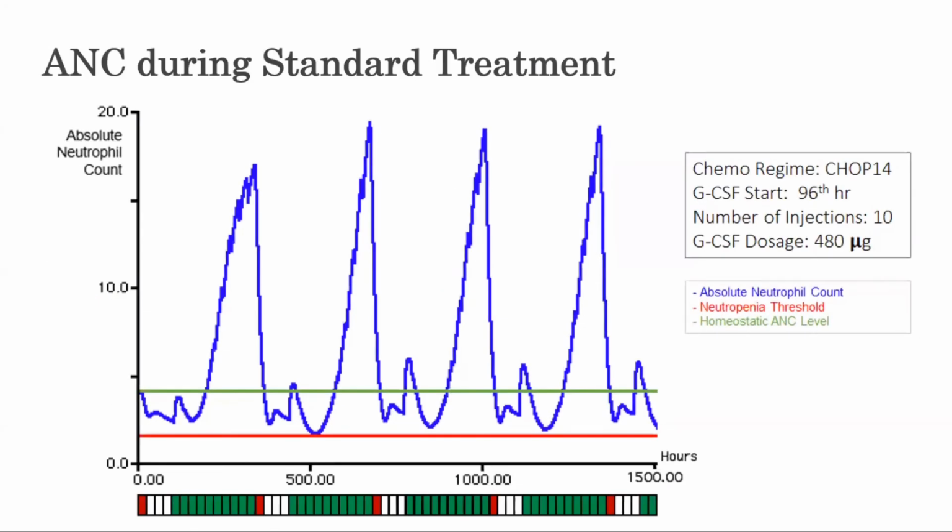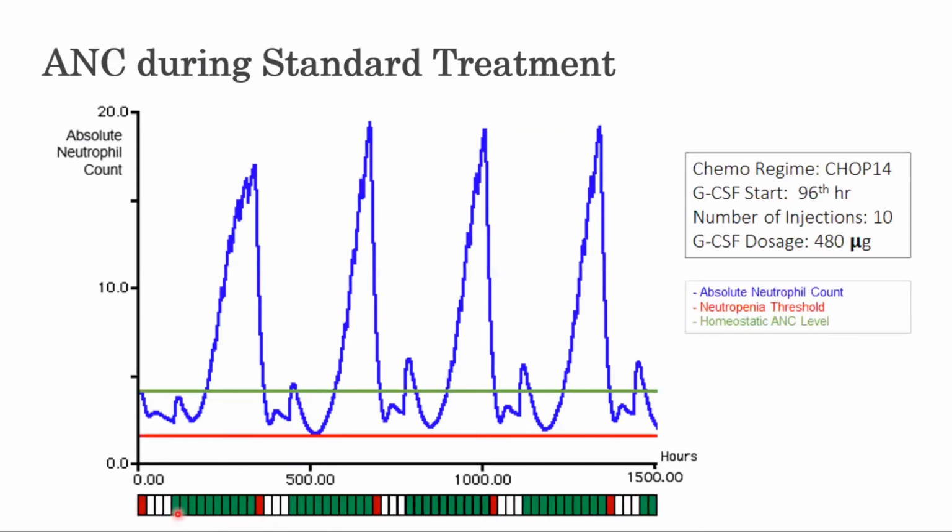Graph shows the ANC response during concurrent CHOP14 regime and the commonly recommended G-CSF protocol, as we call it, the standard treatment. Standard treatments start from day 4 post-chemotherapy to day 13 for a total of 10 injections, 480 micrograms each. To make the representations clear, a small legend is added under the graphs. Each bar represents a day, where red bars indicate chemotherapy administration, and green bars indicate days of G-CSF administration.